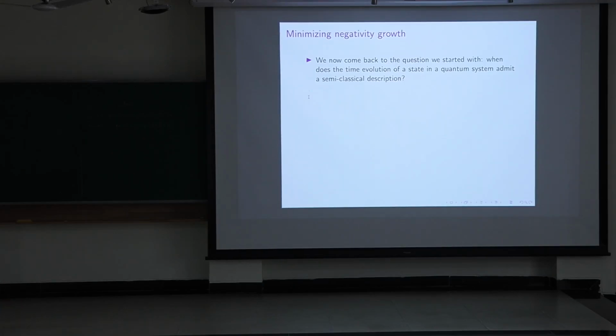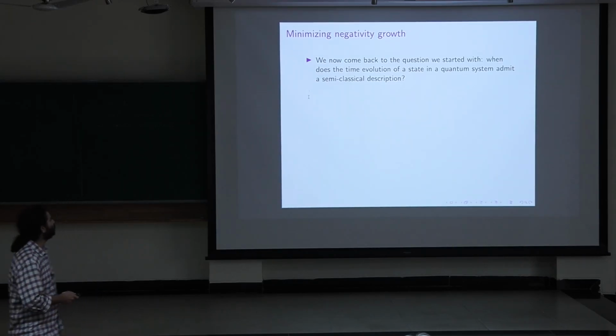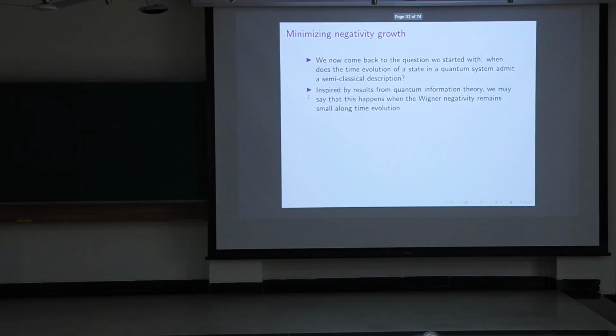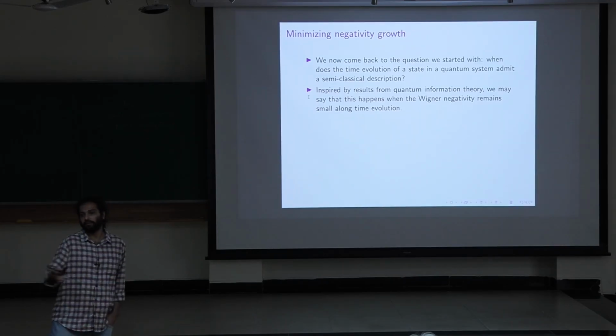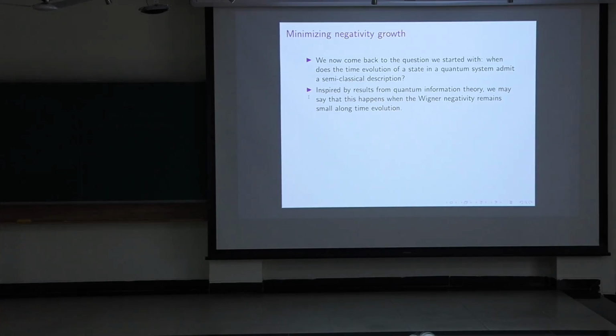So after all this introduction, now let me come back to the main question that I started the talk with. When does the time evolution of a state in a quantum system admit a semi-classical description? This was the question. Now, inspired by these results from the theory of quantum information, we may say that this happens when the Wigner negativity of the state remains in some sense small all along time evolution, right?